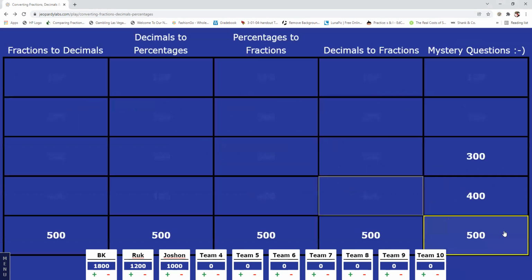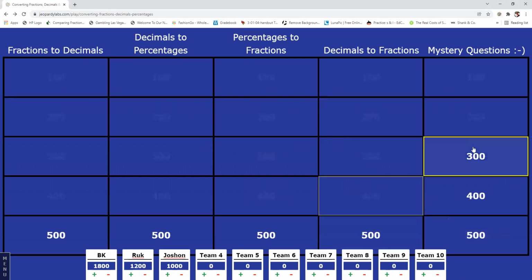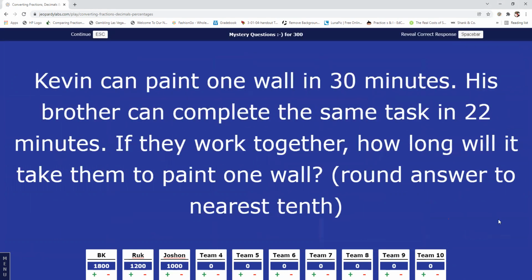All right, let's see. Mystery question for 300. Kevin can paint one wall in 30 minutes. His brother can complete the same task in 22 minutes. If they work together, how long will it take them to paint one wall? This is an example of what's considered a rate of work question, and it's possible that you can see it on your exam.